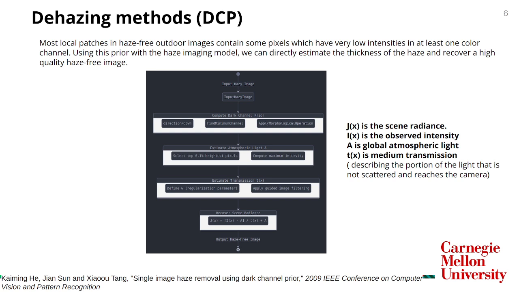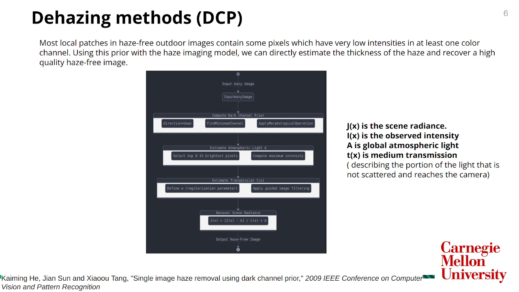Using this principle, we can decompose a hazy image using the model shown in the slide, where I of x is the observed intensity, J of x is a haze-free image, the scene radiance, t is the transmission map, and A is the global atmospheric light. By estimating the transmission map and the atmospheric light from dark channel, we can recover the haze-free image. That is the entire idea of this algorithm.